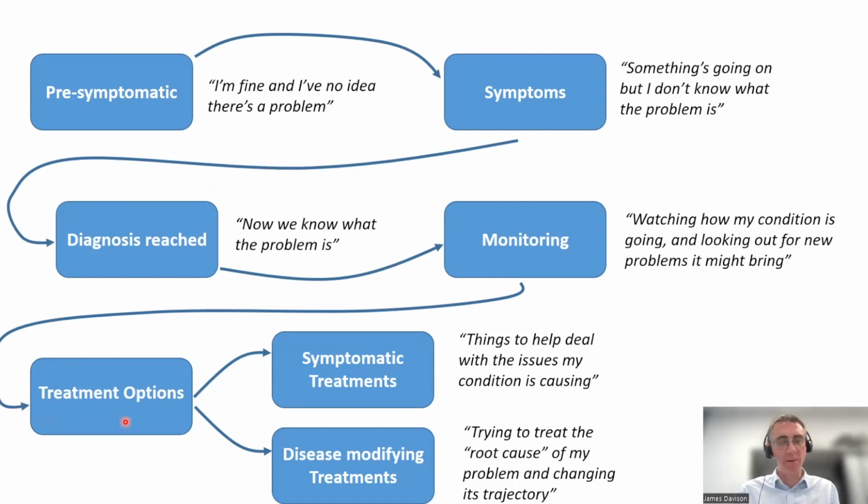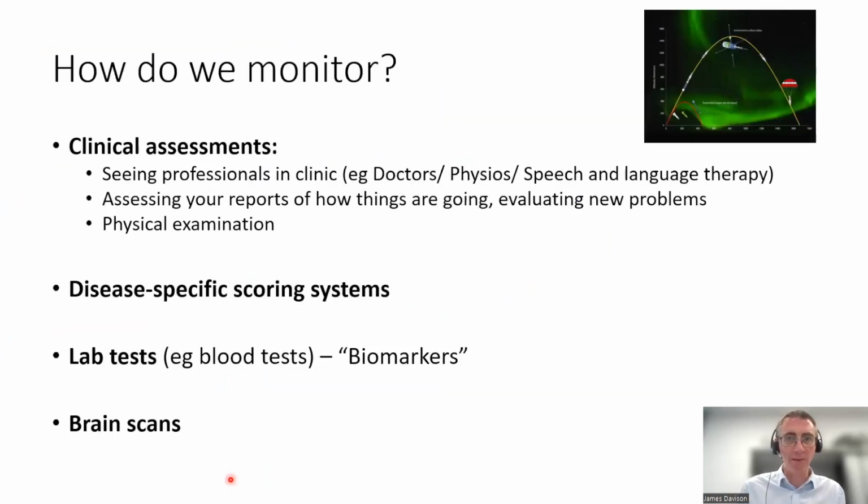And treatment options can be broadly split into two. So we have the symptomatic treatments, things that we can do to help with the issues that your condition is causing. So managing the symptoms, but also thinking about disease modifying treatments, trying to treat the root cause of the problem and changing the trajectory, changing how the condition develops. And that's particularly important when we're again thinking about adrenoleukodystrophy and looking at the brain disease aspects of that. So how do we monitor?